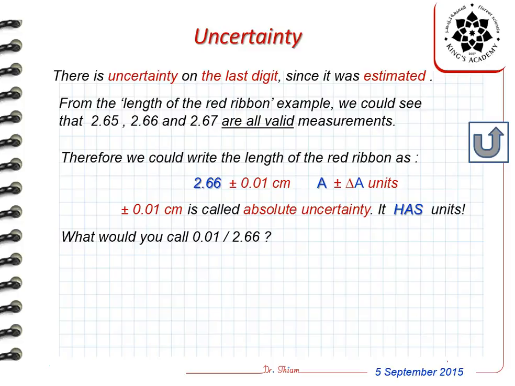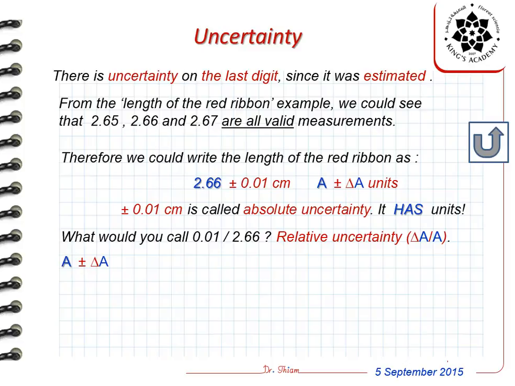Now, what would you call 0.01 over 2.66? Yes, you're right. We would call that the relative uncertainty, and it is symbolized as delta A over A. Now, the relative uncertainty could be written many different ways. It could be written as a fraction, such as in this case, which is 0.01 over 2.66. It could also be written as a percentage.